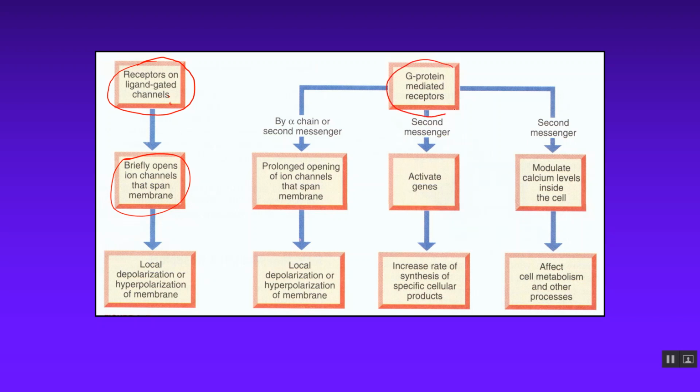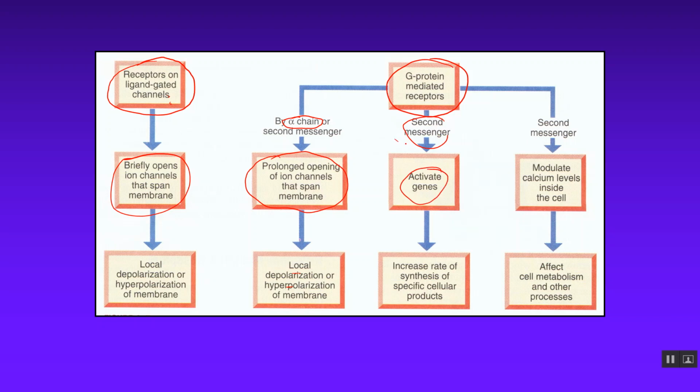Then here's the G protein pathways, mediated receptors, which can do one of three things. That alpha chain we talked about, that direct piece of that G protein, can float over and cause more prolonged opening of ion channels that span the membrane. And that also can cause local depolarization or hypopolarization of the membrane. It can go up or down, depending on the type of membrane receptor it opened. Did it open a chloride channel? Did it open a sodium channel? Did it open a potassium channel? It depends.